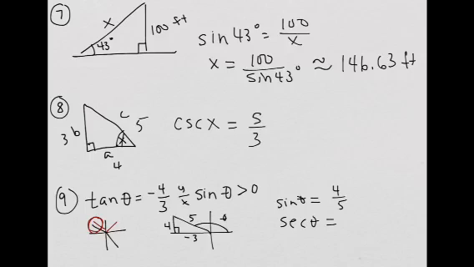That's a reciprocal of cosine, so it would be 5 over negative 3. R over x.